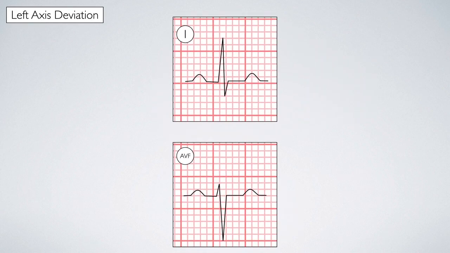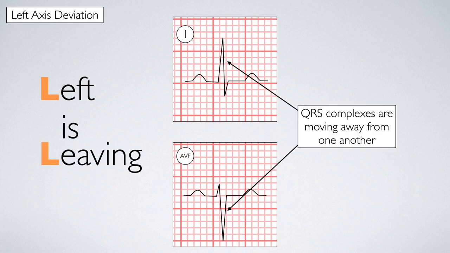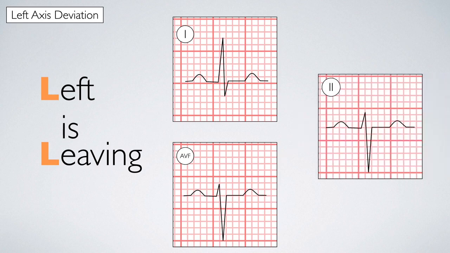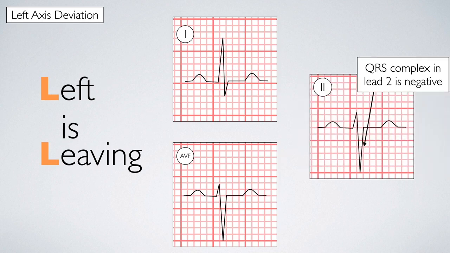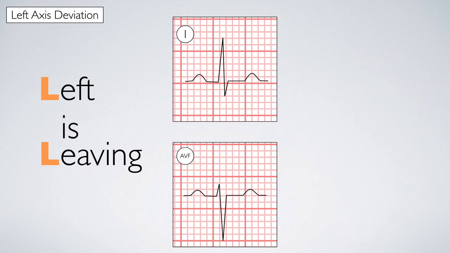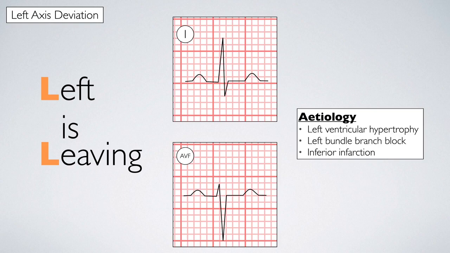If this explanation is making you feel puzzled, do not worry. Just remember the following. Left is leaving, meaning that the QRS complexes in lead 1 and AVF are moving away from one another, drifting apart. Their drifting apart makes lead 2 become sad, giving it a negative disposition. Poor lead 2. Left axis deviation can be caused by factors such as left ventricular hypertrophy, left bundle branch block, and inferior myocardial infarction.